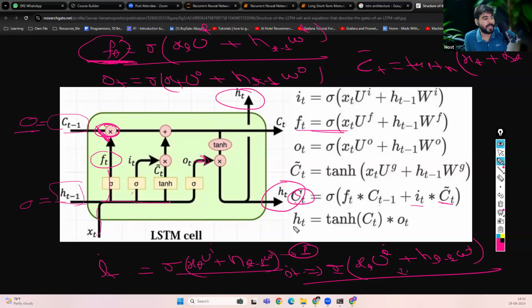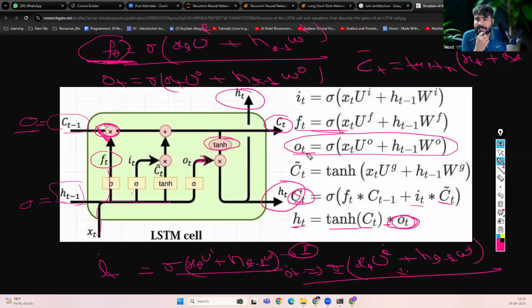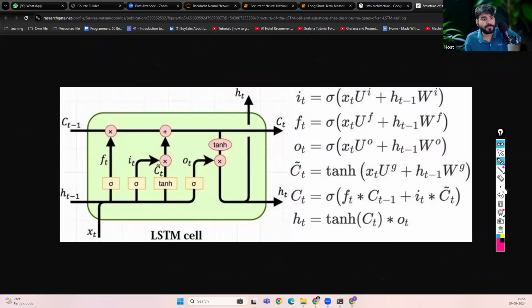So what we are going to do? We calculate h of t, the final output, equal to tanh, the activation function we are using, of C of t, the memory block, into the output o of t, this particular output that we are using. Clear? You just need to understand first, second, and third. Only three things. Based upon these, we have the entire calculation. Clear now?